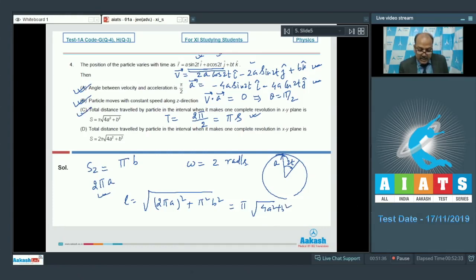Option C is also correct. That means for question 4, options A, B and C are correct. Let's move to the next question now.